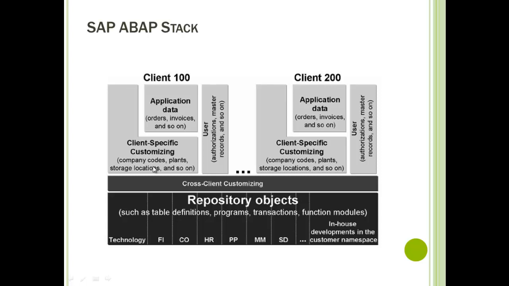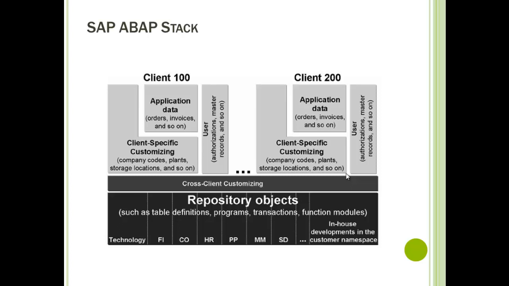Even though the developer who is going to change the program will log into one specific client and do the changes, it's going to affect all the clients. That is the difference here. That is a point we need to understand. You may be logging into one specific client to develop this program, but it's going to affect all the clients. So all these repository objects are cross-client changes.